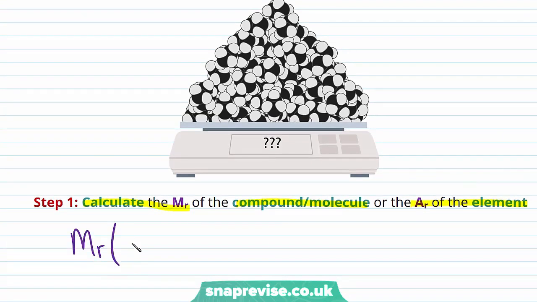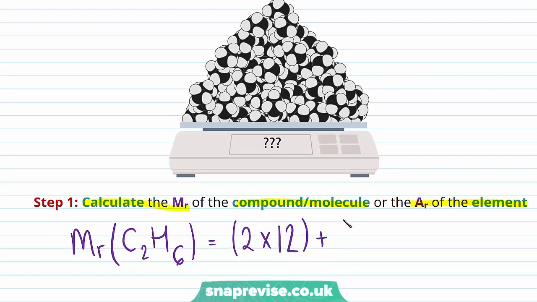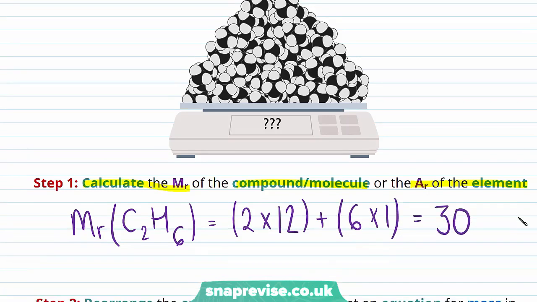So we want to work out the relative formula mass of this molecule, which is going to be 2 times the relative formula mass of carbon, which we can see from the periodic table is 12, plus 6 times the relative formula mass of hydrogen, which is 1. You can see that this comes to 30 as our relative formula mass of ethane.